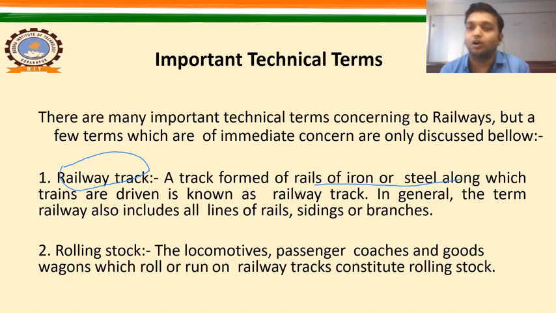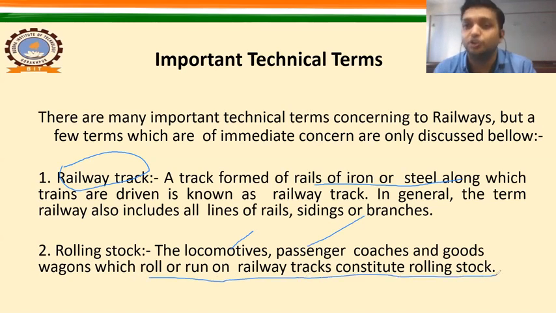Right. Now the second one is rolling stock. The locomotives, passenger coaches and goods wagons which roll on or run on railway tracks constitute the rolling stock. So what is rolling stock? It consists of the locomotives, passenger coaches and goods wagons. So two technical terms are the railway track and the second one is the rolling stock.